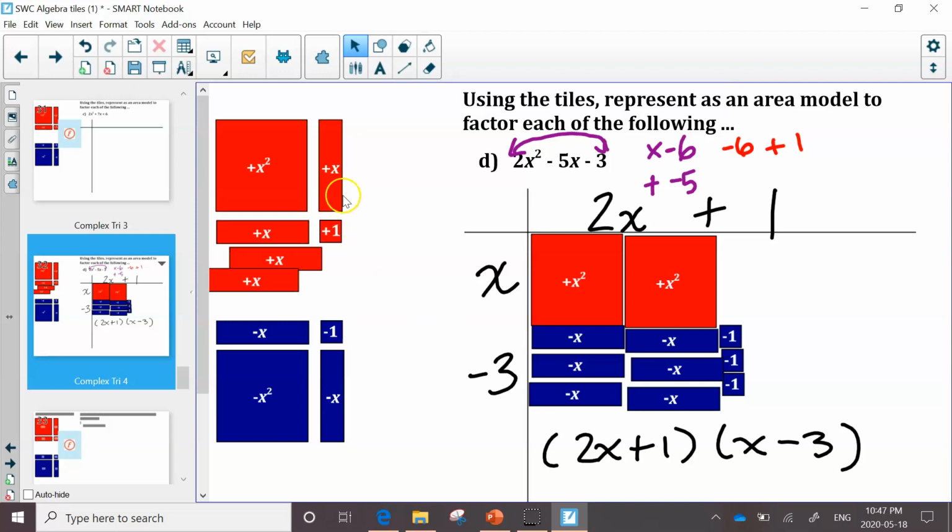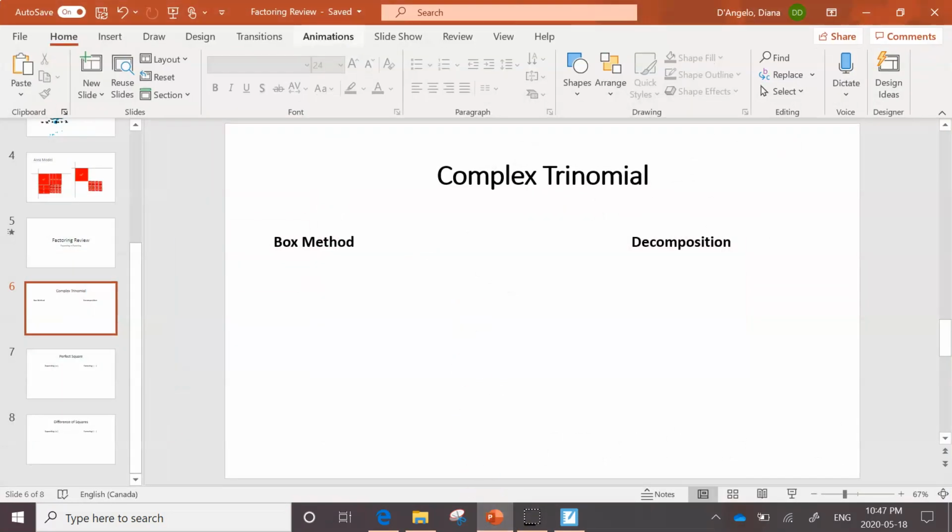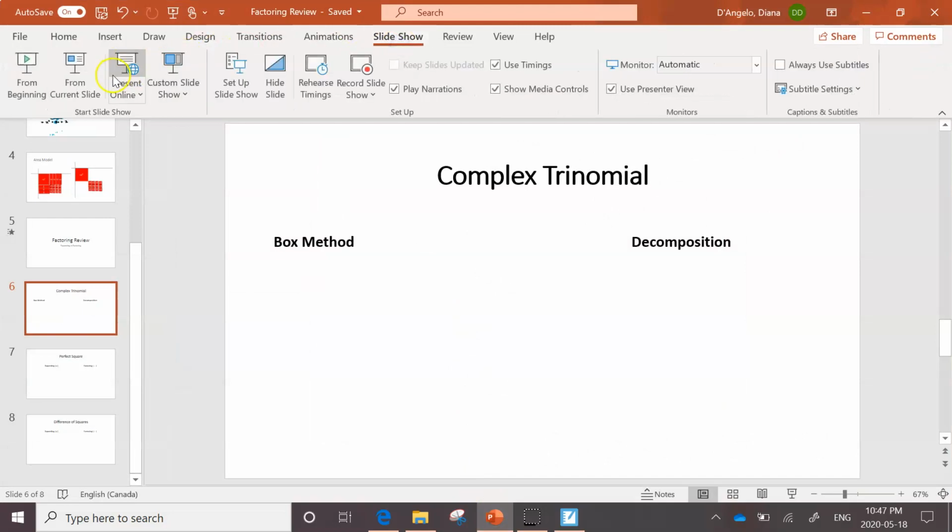and 1x. So these two cancel, okay? So a positive x and a negative x cancel, which allow us to have our -5x, and we have our -3. So there's the model there. So last piece, we're going to look at this algebraically.